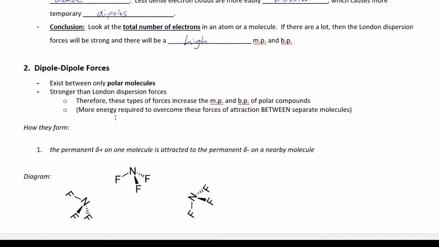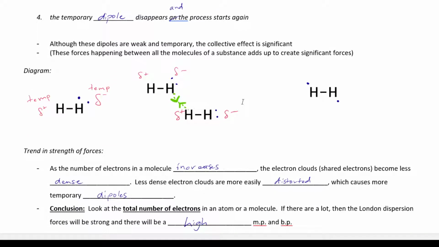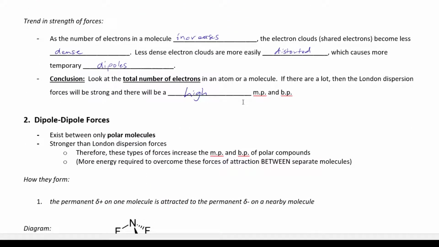All right. Next that we're looking at is dipole-dipole forces. And dipole-dipole forces will only exist between polar molecules. So it has to be a polar molecule. They are stronger than London dispersion forces, because remember that London dispersion forces are temporary, right? They appear and then they disappear. They appear and then they disappear. So dipole-dipole forces tend to be stronger than London dispersion forces.